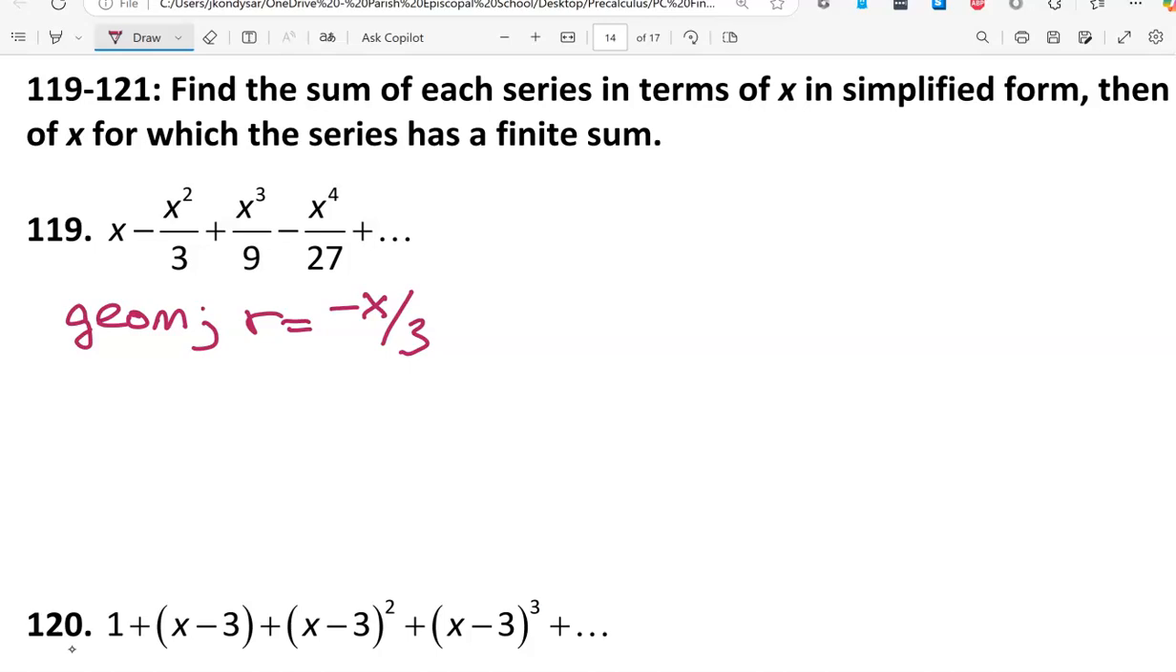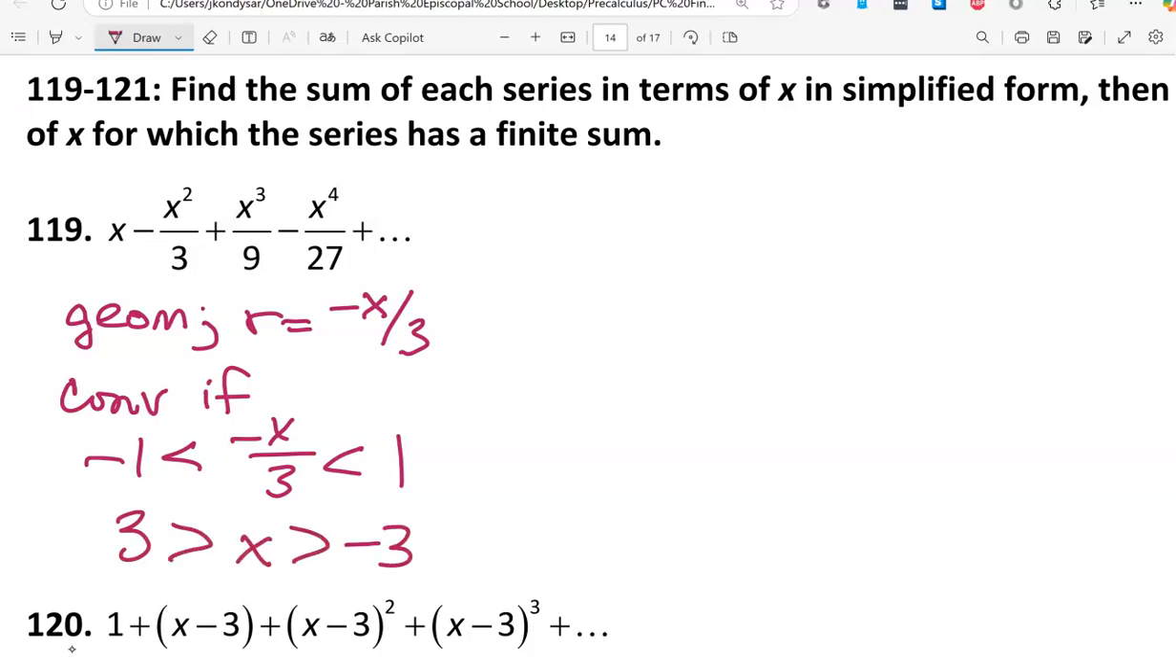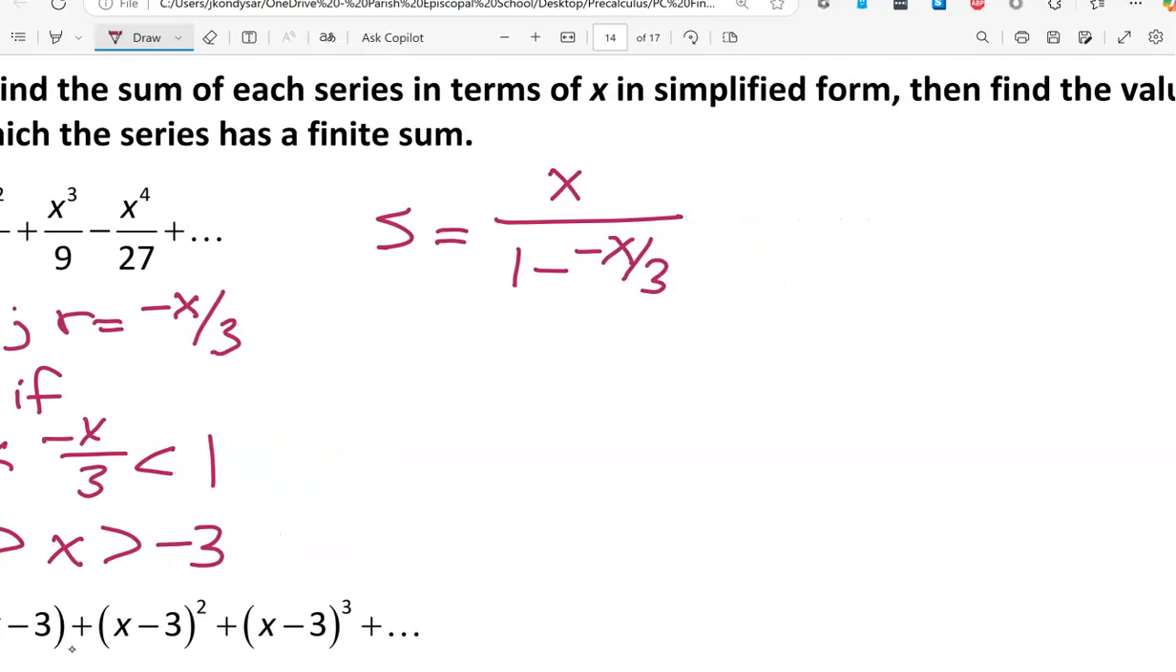So this converges if that value is somewhere in between -1 and 1. If we multiply both sides by -3, this will give us 3 is greater than x is greater than -3. Our sum is equal to the first term divided by 1 minus the ratio, and the ratio is -x/3. So this is x divided by 1 plus x/3.